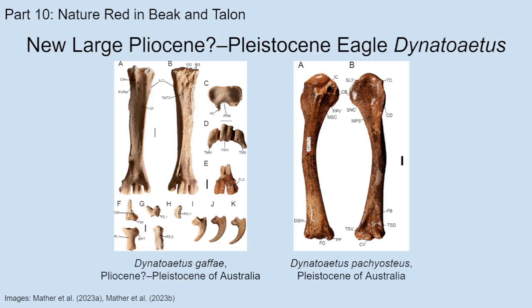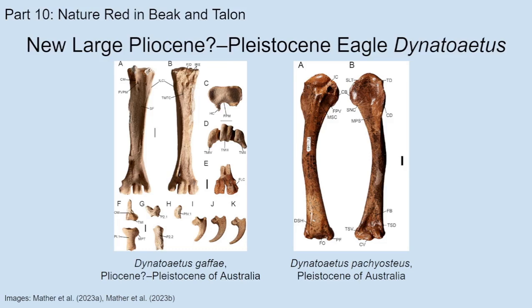Whereas Dinotoetus pachyosteus, which was described in a second paper later in the year, was not as big as Dinotoetus gaffei. Dinotoetus pachyosteus was about as big as the largest living raptor in Australia today, which is the wedge-tailed eagle. But even though it was about the same size as a wedge-tailed eagle, it was a lot more robust. So it was probably taking larger prey on average than the wedge-tailed eagle.